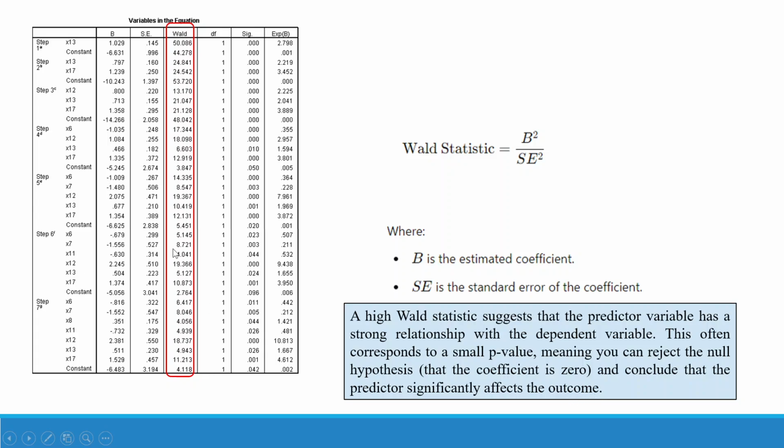Let's see the step 6 model and the Wald values. Yes, they are higher. And just see the p-values also. Here it is. All the p-values are less than 0.05 in step 6. So which are the predictor variables which are significant? X6, X7, X11, X12, X13 and X17.